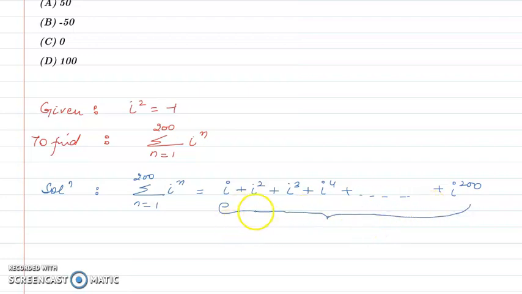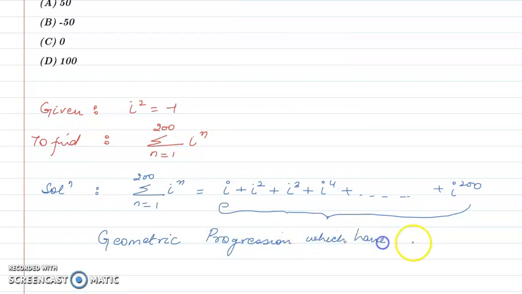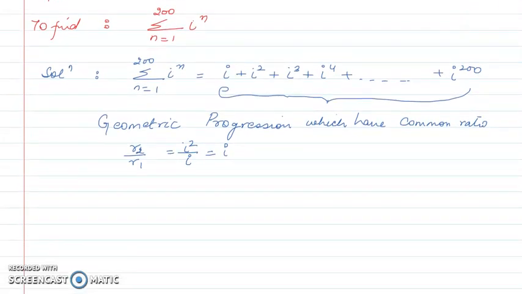If you see, this expression is a GP. GP is a geometric progression which has a common ratio. What does it mean? That means R is a2 divided by a1. So if I divide iota square by iota, it will give me iota. If I say iota cube divided by iota square, it is iota. Iota to the power 4 divided by iota cube is iota. So in the whole expression we will get the same common ratio, known as R.